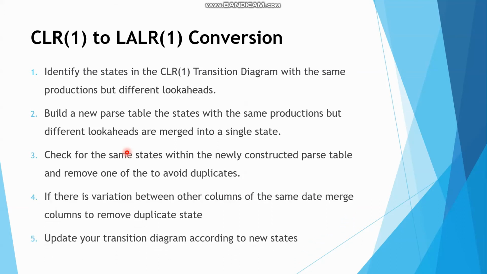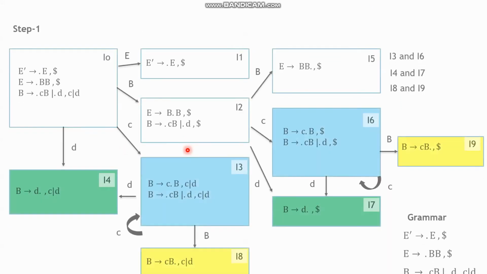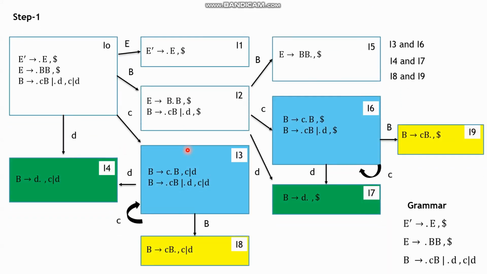And finally, we will update our transition diagram according to the new states that are in the parse table. Now we are going to implement the first step from the steps mentioned earlier.